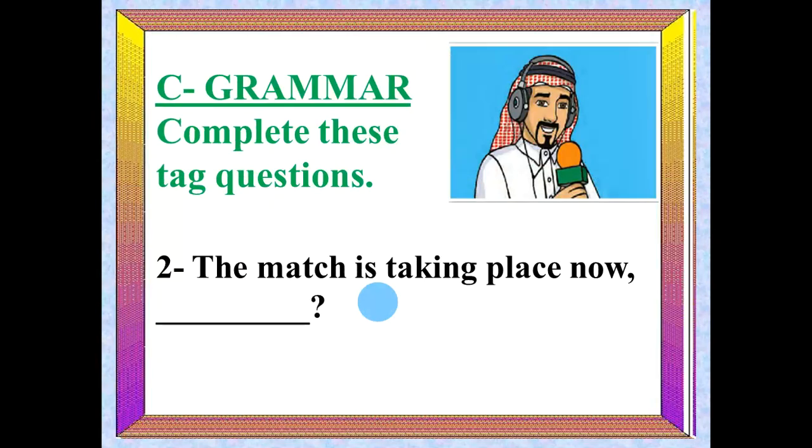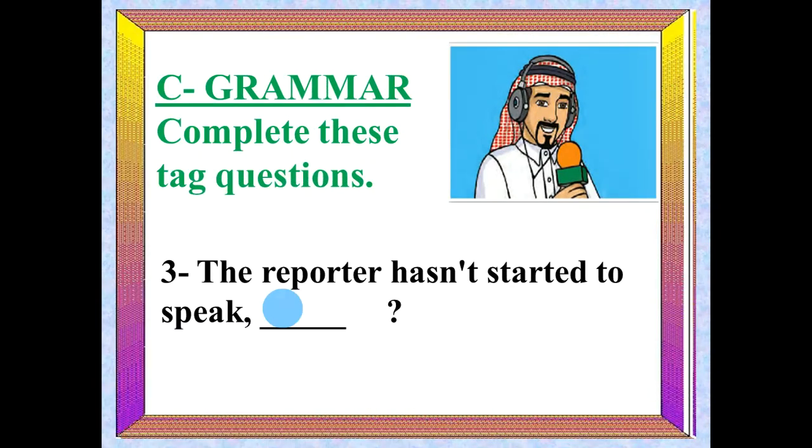Another question. The match is taking place now. Look at the sentence as I said before. Okay. Do you find the auxiliary? Yes, great. This is the auxiliary verb is in an affirmative sentence, so we transform it to a negative question. So is here becomes isn't, followed by the subject, here the match, it. Okay. So the answer is, yes, great, isn't it?